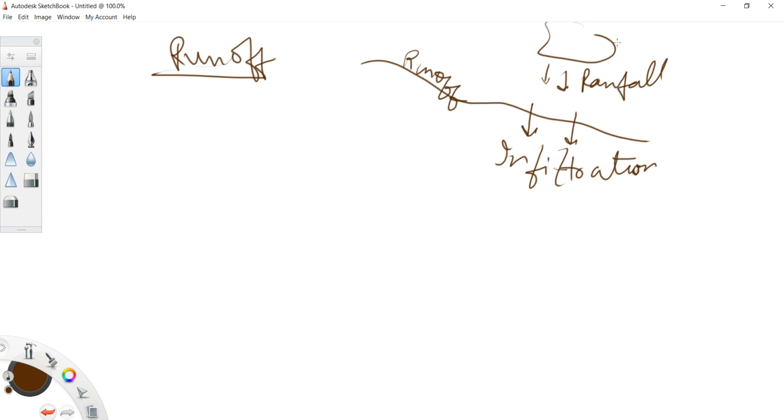Rainfall is the process where water falls from the sky onto the ground, runoff is the process where the water flows on the surface, and infiltration is the process where water is absorbed inside the ground. Every ground has some capacity to absorb water. Just like a sponge, you can pour some water on it and it will absorb it, and if you keep pouring water, the water will start to overflow. The sponge would not be able to absorb any more water. Just like that, the ground surface has a certain absorption capacity.